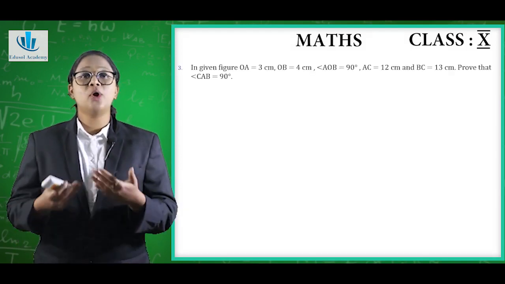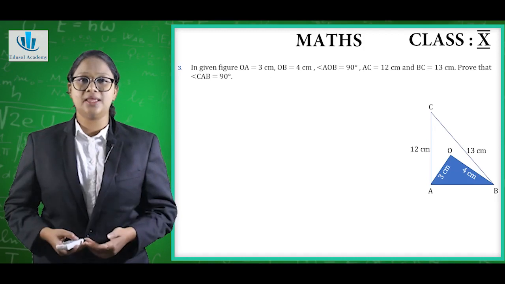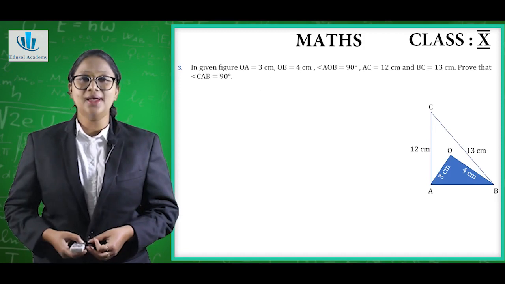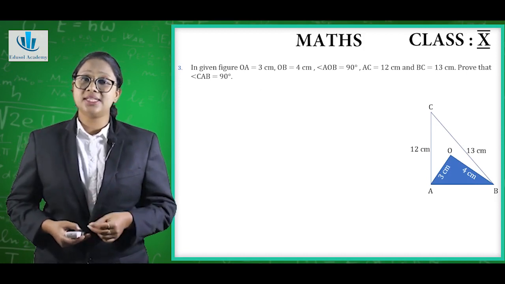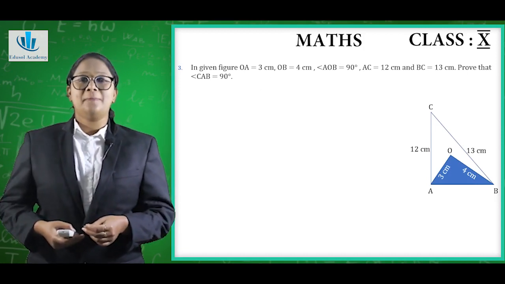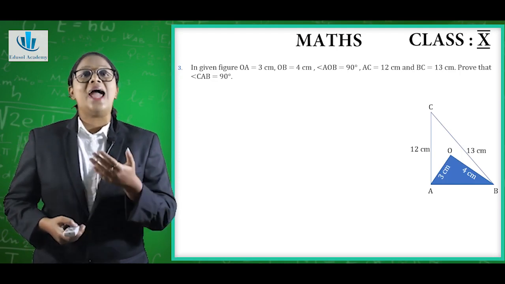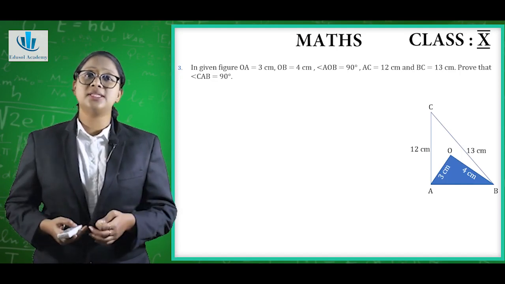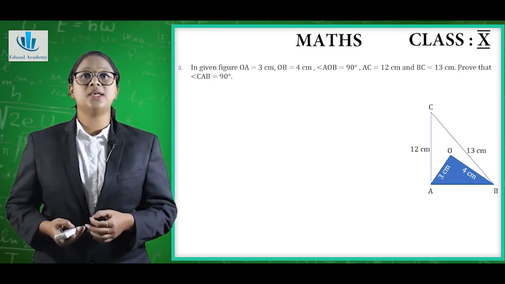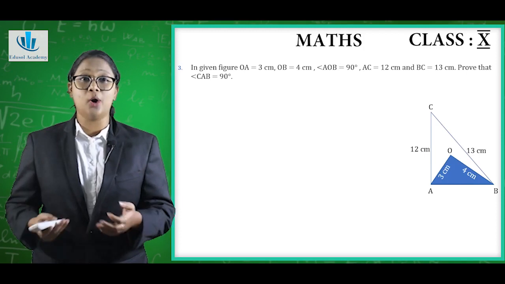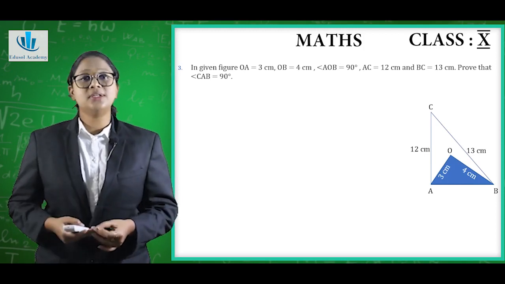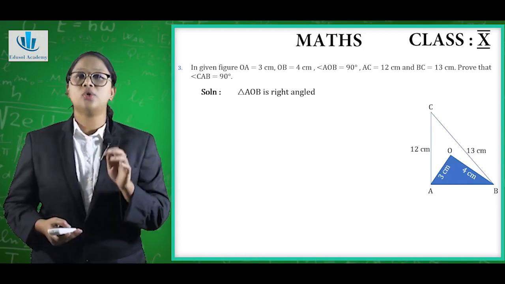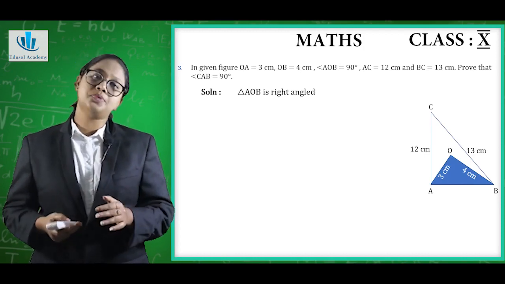Okay. Now moving on to the next question. A figure has been given. So have a look at the figure and read the question. In the given figure, OA is equal to 3 centimeter, OB is equal to 4 centimeter, angle AOB is equal to 90 degree, AC is equal to 12 centimeter, and BC is equal to 13 centimeter. Wow, a lot, right? That's okay. And the question is to prove that angle CAB is equal to 90 degree or right angle. So that's what we have to prove.